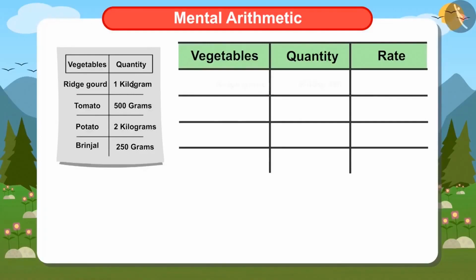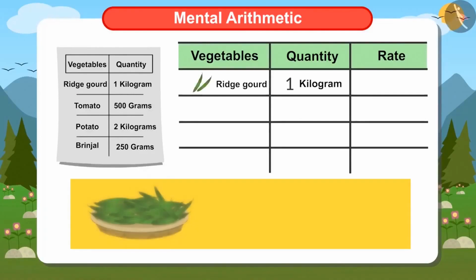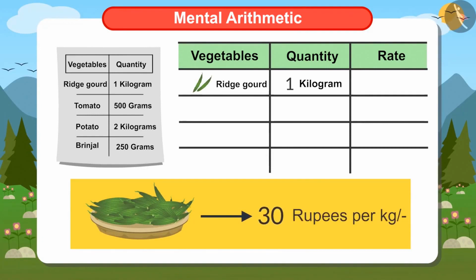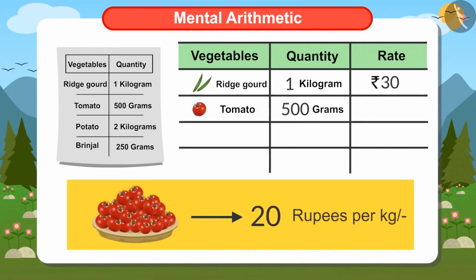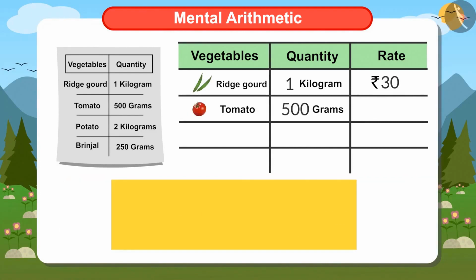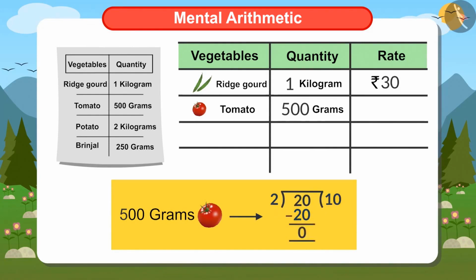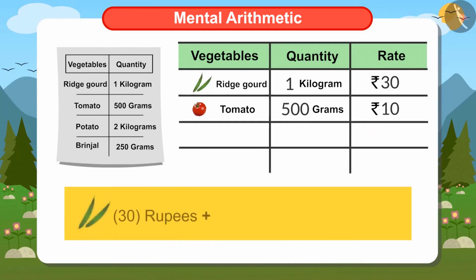I have bought a kilo of ridge gourd. The price of a ridge gourd is 30 rupees a kilo. Hence, I have to pay 30 rupees for the ridge gourd. I have also bought half a kilo of tomatoes, and the price of tomatoes is 20 rupees a kilo. This means that to know the cost of half kg of tomatoes, I have to divide 20 by 2. 2 tens are 20, which means 10 rupees is the cost of half kg of tomatoes. Ridge gourd and tomato cost 40 rupees.